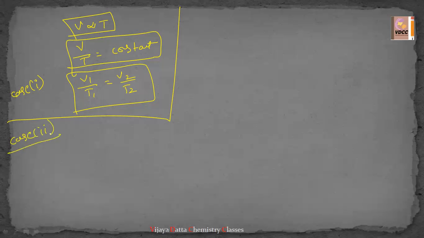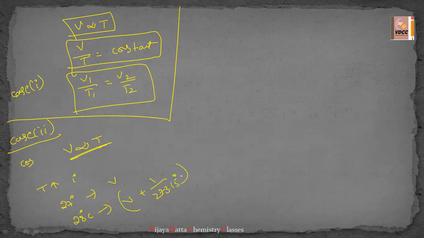What is the case 2 in the Charles law? As we know that a fixed mass of a gas at constant pressure means we are not applying any pressure on that gas. At constant pressure, volume of the gas is directly proportional to the temperature. Then what we find, by each degree rise in temperature, suppose you have taken at room temperature 27 degrees Celsius, volume is V. You have increased 1 degree Celsius, means at 28 degrees Celsius, V becomes 1 by 273.15 of the original volume.